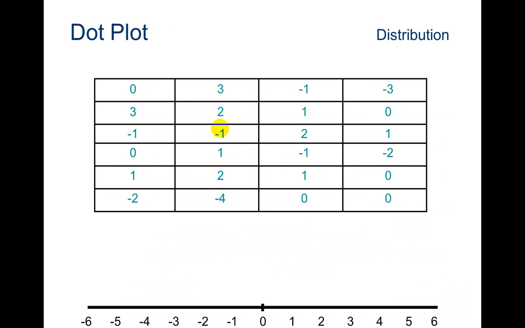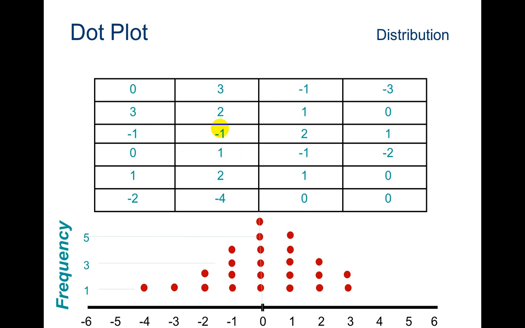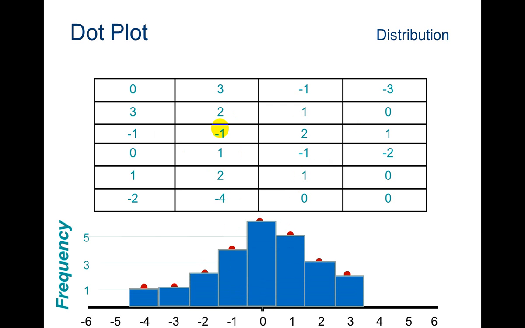Another way to represent this data is with a dot plot, and instead of drawing a bar, you just draw a dot for each instance, for each occurrence. So here's an example of the dot plot. There's one dot for each data point. Dot plots are easily changed into histograms by replacing the dots with bars of the appropriate height indicating the frequency.